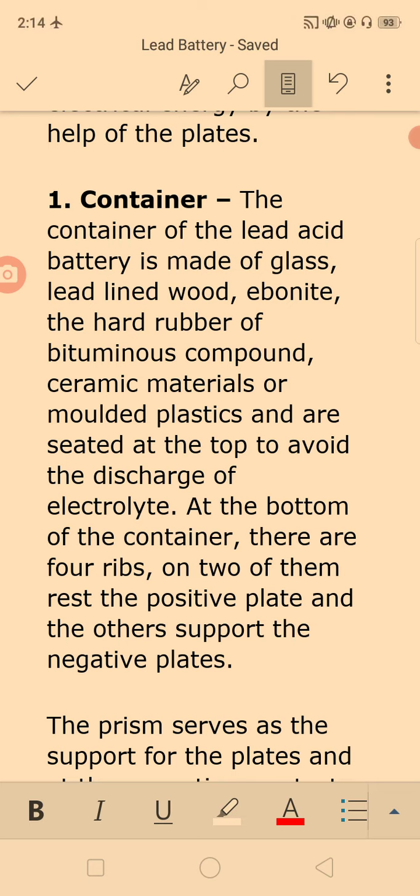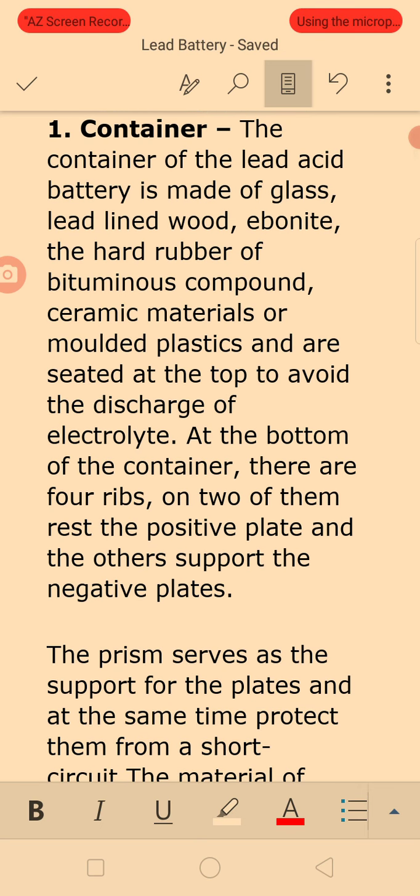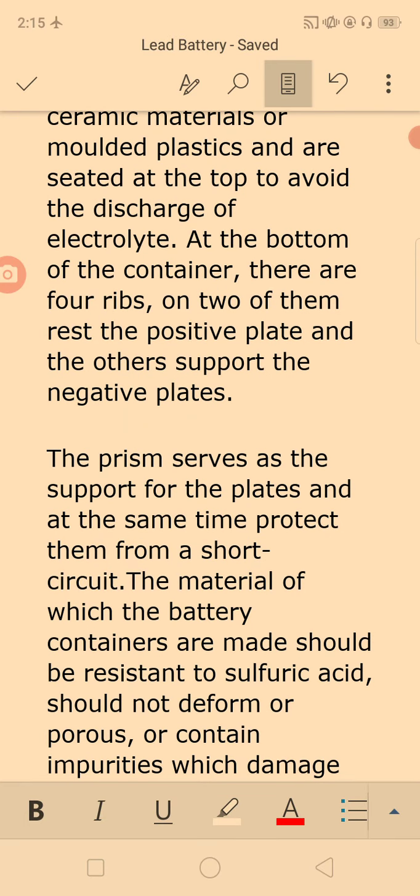Dear student, at the bottom of these plastic containers, these glass containers, there are 4 ribs. One or two of them rest the positive plate and others support the negative plate. The prisms serve as support for the plates and at the same time protect them from short circuit.